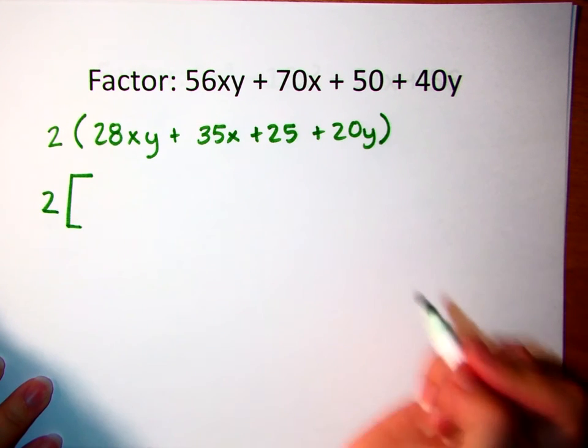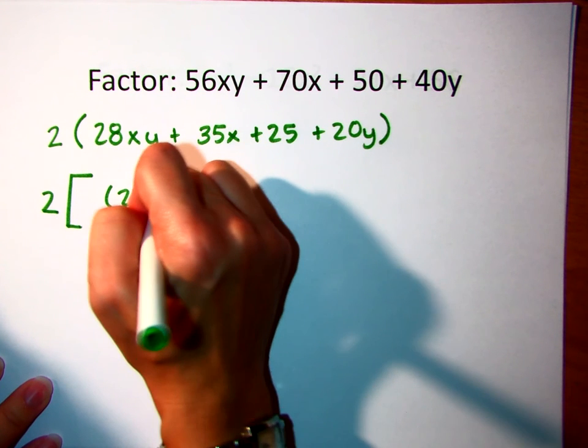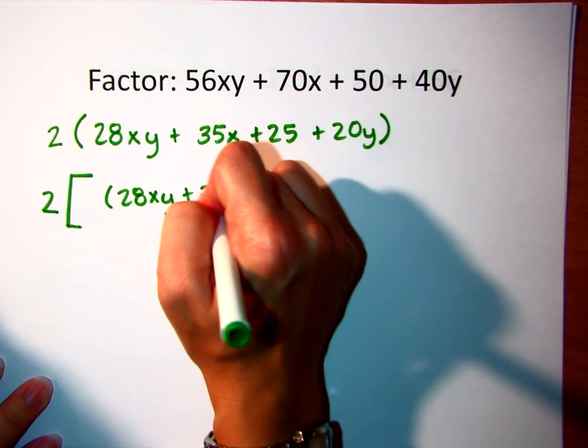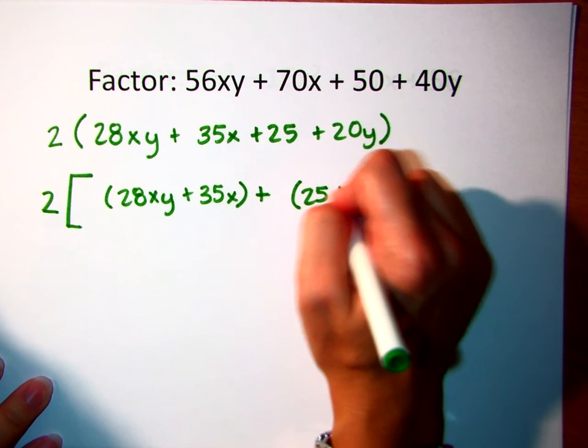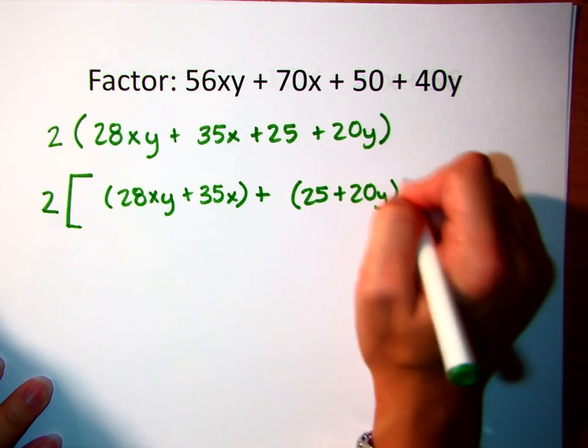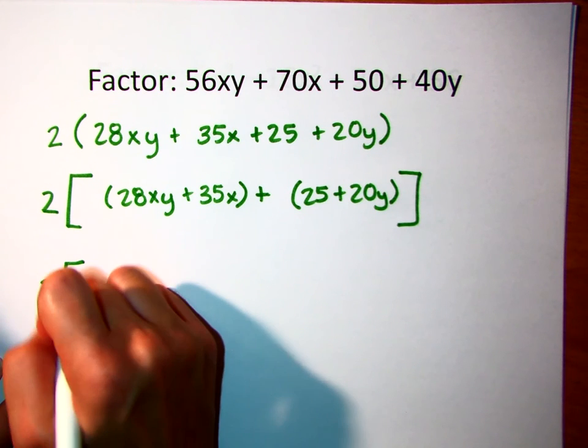I'm going to open up a square bracket because I need to have parentheses where I can group the first 2 terms. So here are the first 2 terms grouped, plus, then I'm going to go ahead and group the second 2 terms, 25 plus 20y. Close that up. And now what I'm looking for, I'm going to bring down that 2 with that square bracket.